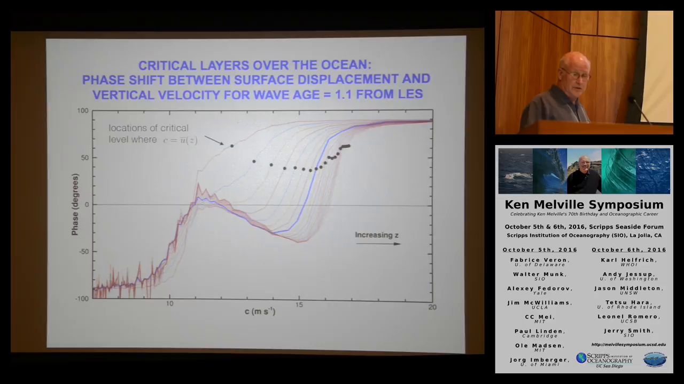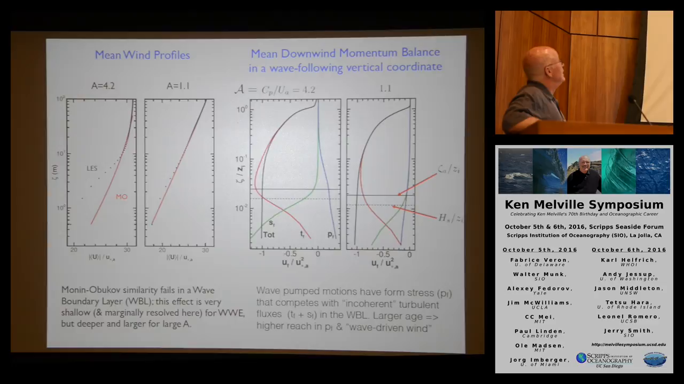If you look on the left at mean wind profiles, normalized by the friction velocity computed on the atmospheric side, you see in the black dots LES points, in the red line a best fit Monin-Obukhov to the outer part of the layer, and you see that in the case of old waves, you have very significant departures from the Monin-Obukhov structure, even up to a rather substantial height above the surface. In the case of wind wave equilibrium, you don't see such striking departures, and in fact, if there are departures, they move so close to the surface that some of the subgrid scale modeling techniques begin to interfere with the model answer, and so you don't quite know. But if there is Monin-Obukhov departure, it is clearly quite trapped close to the surface.